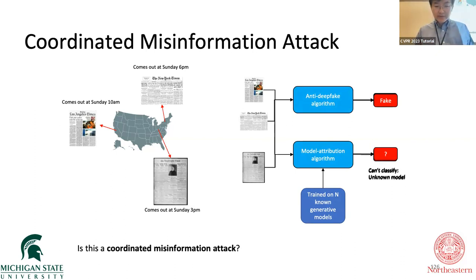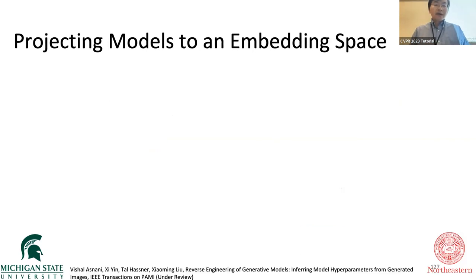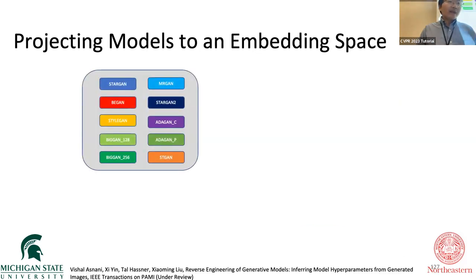Now, how do we answer that question? Well, ideally, for different models, we don't treat them as discrete classes. I call these model one to model 10, these are different generating models, like BigGAN and so on and so forth. Classically, they are just different models, 1, 2, 3, 4, until 10.